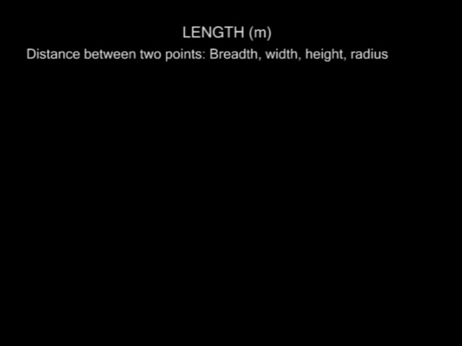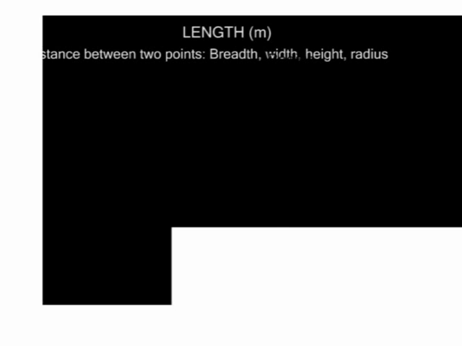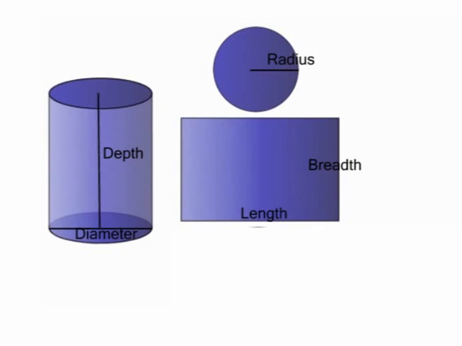And we start with the length. Now, length is a measure of the distance between any 2 points. Breadth, width, height, radius, depth, and diameter are all lengths. The SI unit of length is meters. 1 meter is the distance between 2 marks on a standard platinum iridium bar kept at a constant temperature of 0 degrees Celsius somewhere near Paris in France.